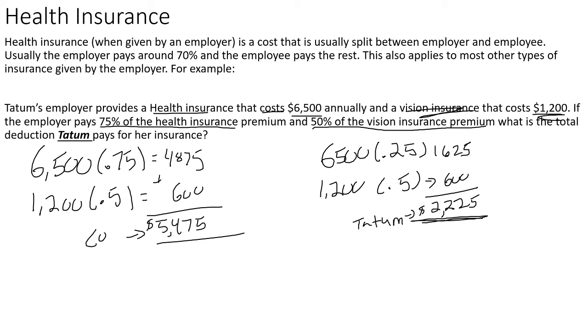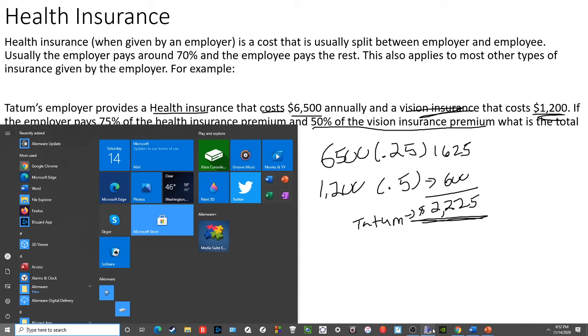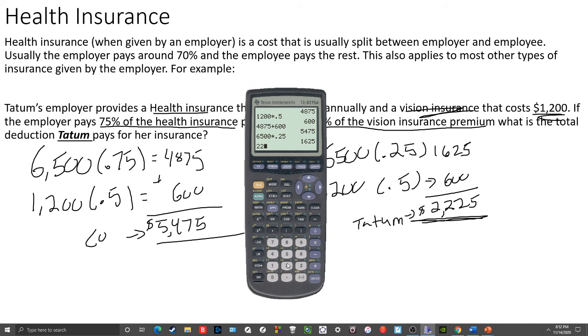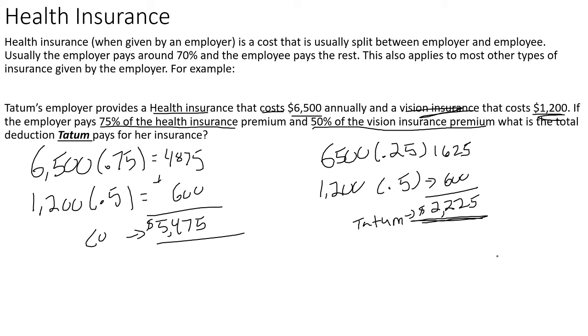Now, usually this is done on a monthly basis, so you would actually take these numbers and divide by 12. So I would take 2,225 and divide it by 12, and that would be how much she would get taken out of each monthly paycheck. It would be $185.42 essentially, because the rest of it would be covered by the company itself. So again, when you're doing the health insurance, just make sure you know which one you're calculating, if you're calculating the person or if you're calculating the company's.